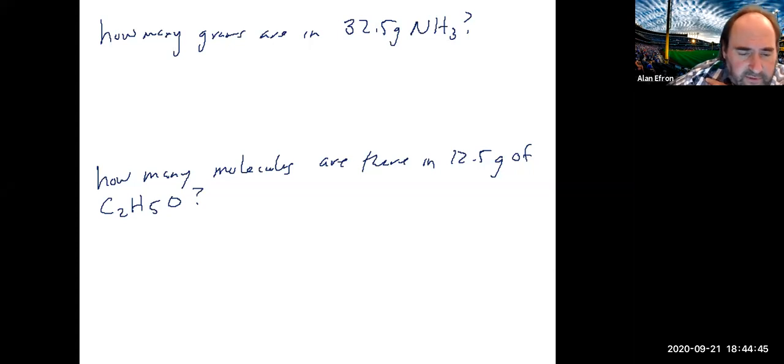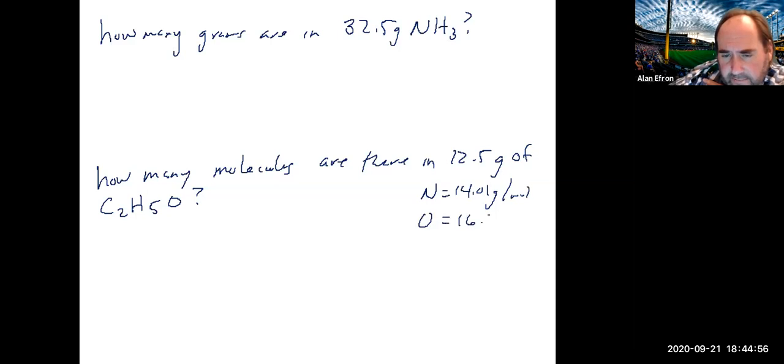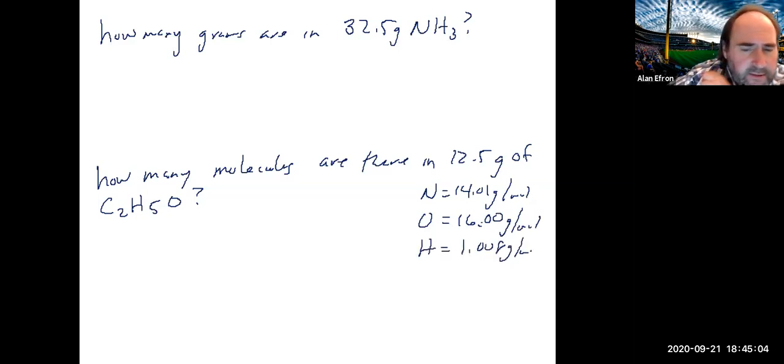I'll give you some numbers from the periodic table that might help in case you don't have it. Nitrogen is 14.01 grams per mole. Oxygen is 16 grams per mole. Hydrogen is 1.008 grams per mole. So take a couple minutes and figure those two out. Looking for how many grams in that many grams. That's not good. Let's not do grams to grams. There's no calculation there, right? Let's go with moles. That would probably be better, I suppose. It's a quick calculation.